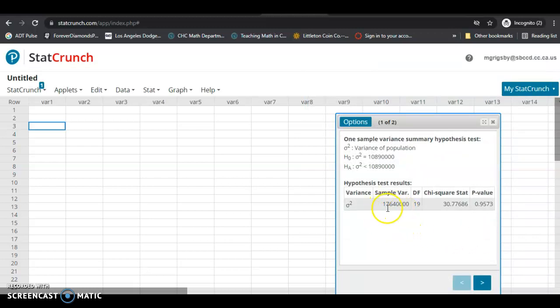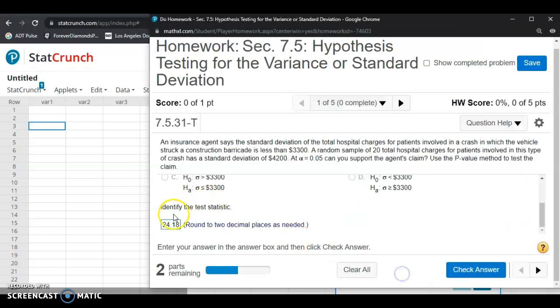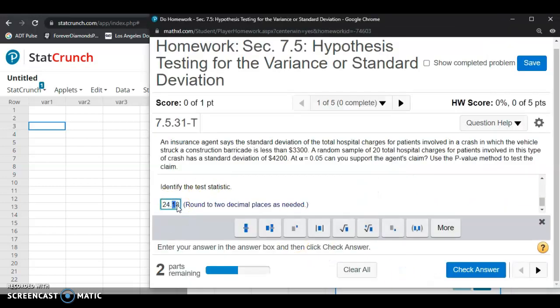So this is the sample variance. The degrees of freedom is 19. And then this is our test statistic, 30.77. That 7 gets rounded up to an 8, so 30.78 would be the test statistic. The chi-square stat is our test statistic, versus 24.18, which is what we were getting before. So 30.78.